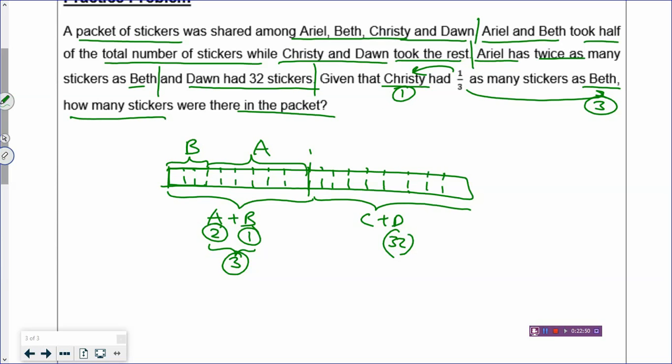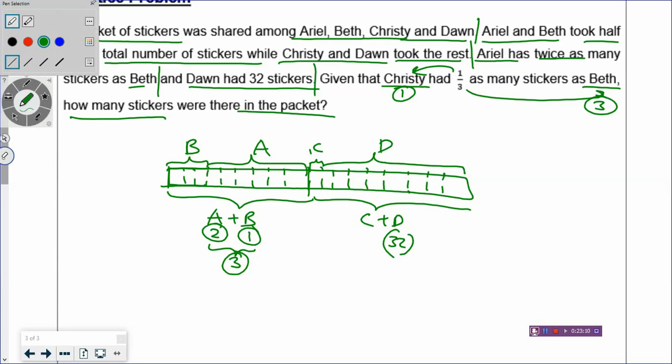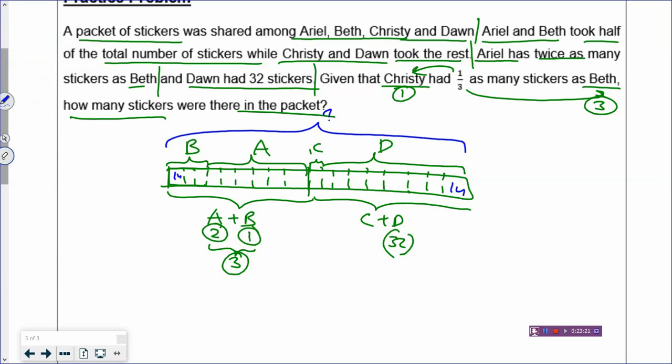And now Christy has how many? Has 1 little box. Beth has 3, Christy has 1. So this is Christy, right? 1 tiny little box. And Dawn must be the rest. Alright? So this is Dawn. And what do you call every little box? You can call them units. So every box is called 1 unit. Alright? Okay. So how many stickers were there in the packets? So your question mark is to find the total. And your model is done.